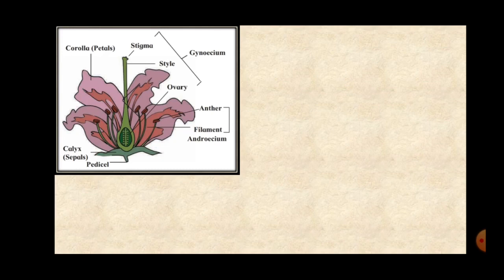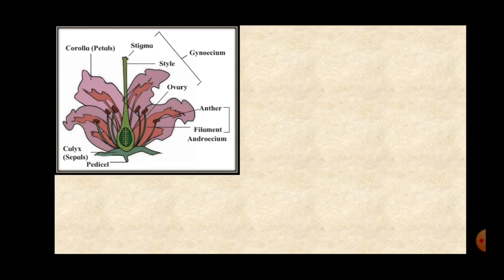So first we will start with the outermost whorl, that is calyx. Calyx is the outermost whorl of the flower. It is green in color. A single unit of calyx is called a sepal, and as it is green in color, it protects the flower in the bud condition as well as helps in photosynthesis.